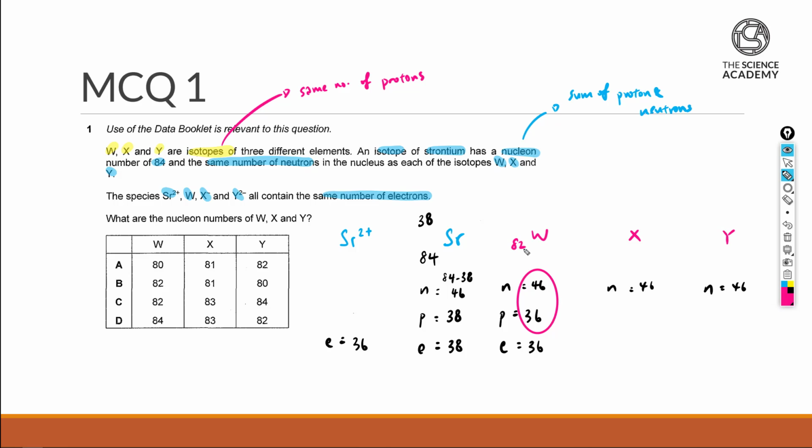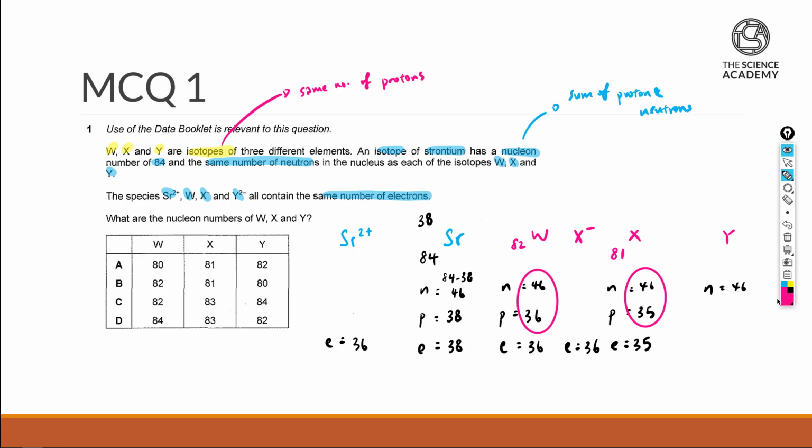Next one, we're going to compare this to X minus. X minus here has the same number of electrons as strontium 2+, which is 36. So if we go back to the original electron count for X itself, this will actually be 35, because it must have gained 1 electron to become an X minus ion. And since this is atomic X with 35 electrons, the protons will also be 35. So taking a look at the nucleon number, it will be the sum of 46 plus 35 to give us a value of 81.